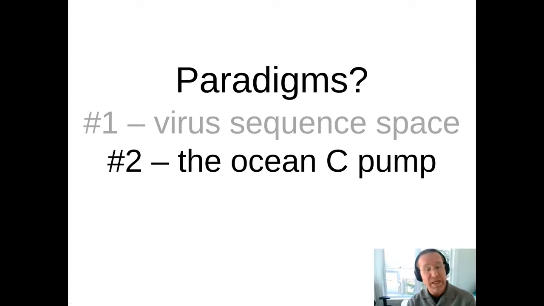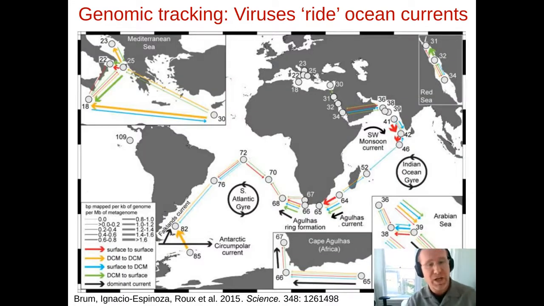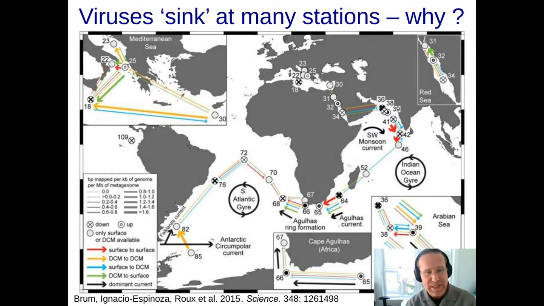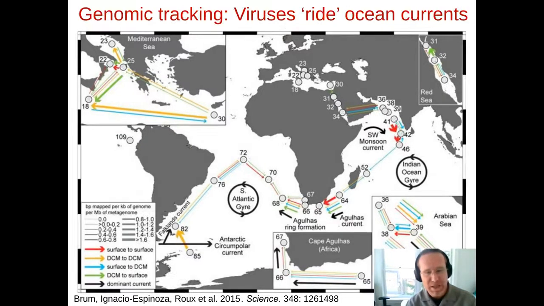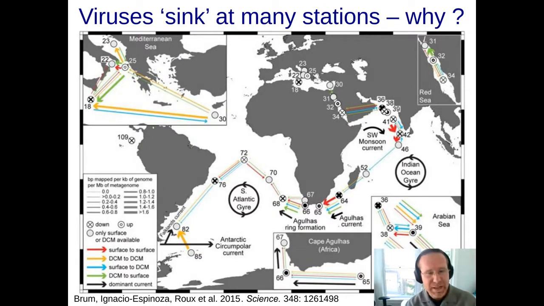So for decades, we've been interested in how the ocean carbon pump works. And I mentioned earlier that our genomic tracking result was not that interesting. Viruses don't swim, and so, of course, they ride the ocean currents. What I didn't show you is that there's also X's at many of these sites. The X is an example of viruses sinking. Now, viruses have a low Reynolds number, so they shouldn't sink. How could viruses be sinking?